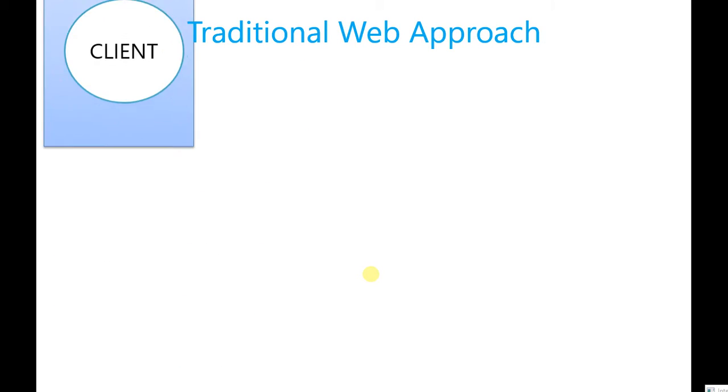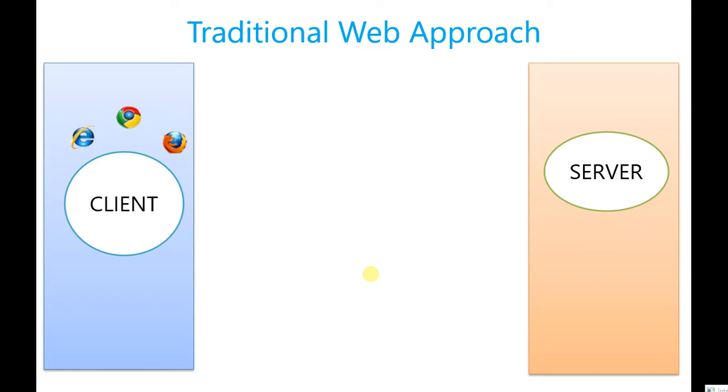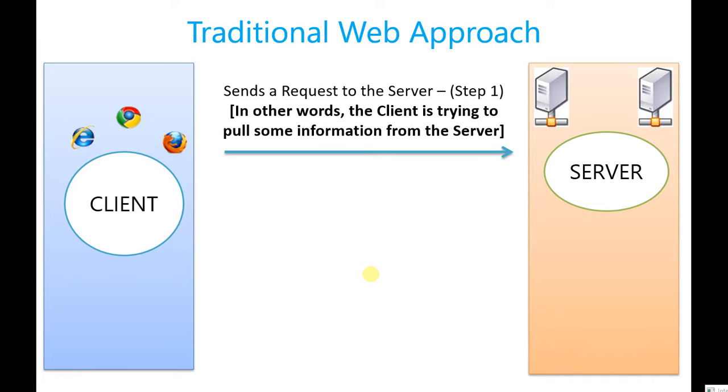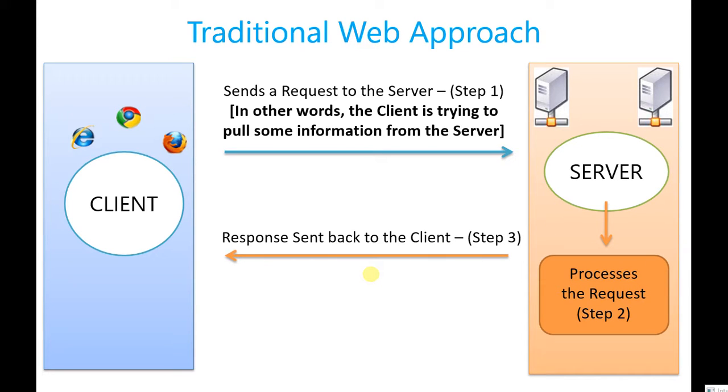What is a traditional web approach? You have a client and a server, and the client sends a request to the server. In other words, the client is trying to pull some information from the server. The server processes the request and eventually a response is sent back to the client. And here we have some HTML.